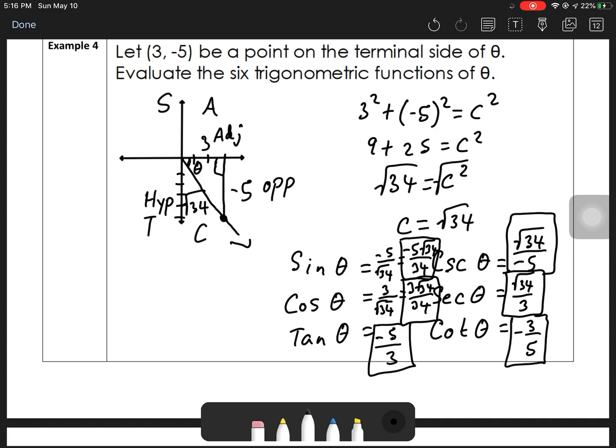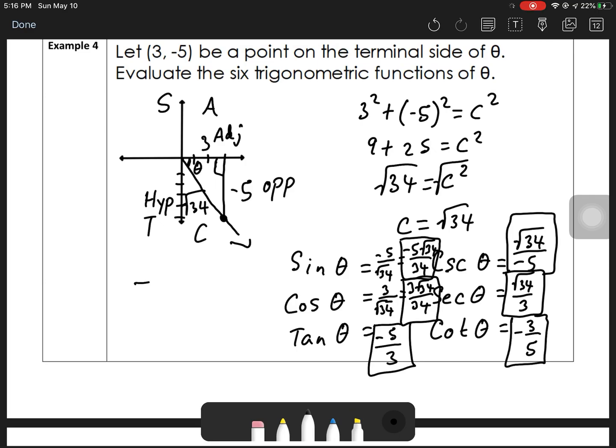So the biggest thing for these problems is first to identify where your quadrant lies and then build your triangle. So that's what I did first. And then you want to think about what's going to be positive, what's going to be negative, and find all of the missing sides of the triangle. So we had to solve for that square root of 34 by using the Pythagorean theorem. And then I just identified what's my opposite, what's my adjacent, what's my hypotenuse.